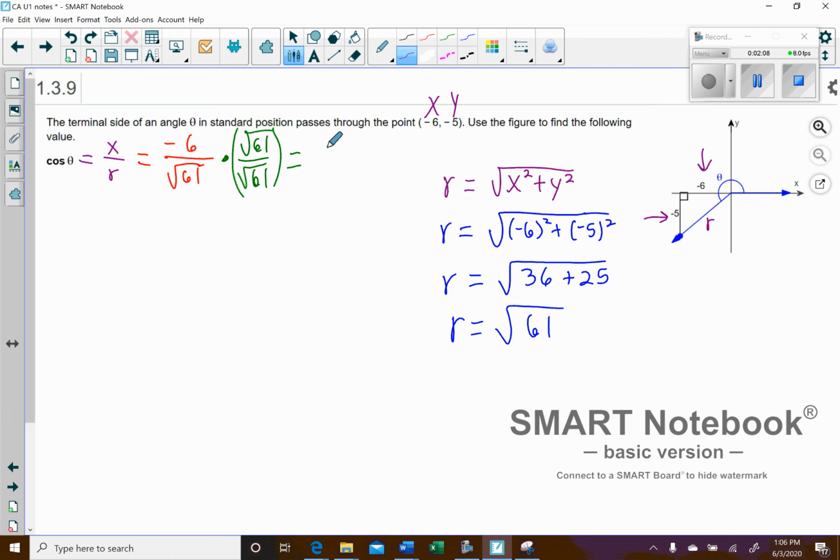So now it's going to be -6 times the square root of 61 divided by, and then when you multiply the same radical together, well, I should say square root. So if you have the square root of 61 times the square root of 61, then it just turns into 61. Now, don't try to simplify or anything there, because one's a radical and one's not. And so that's just going to be our answer right there. All right.